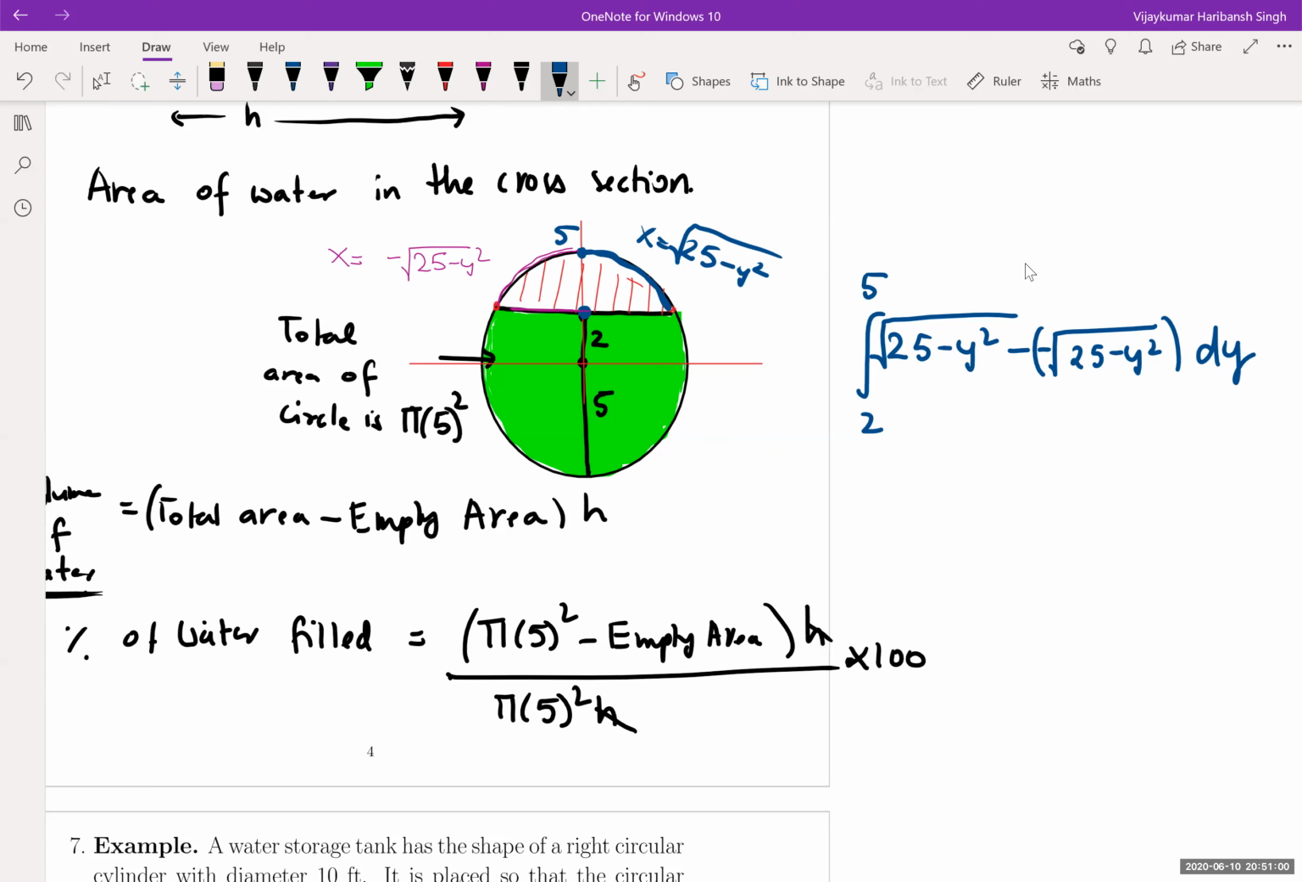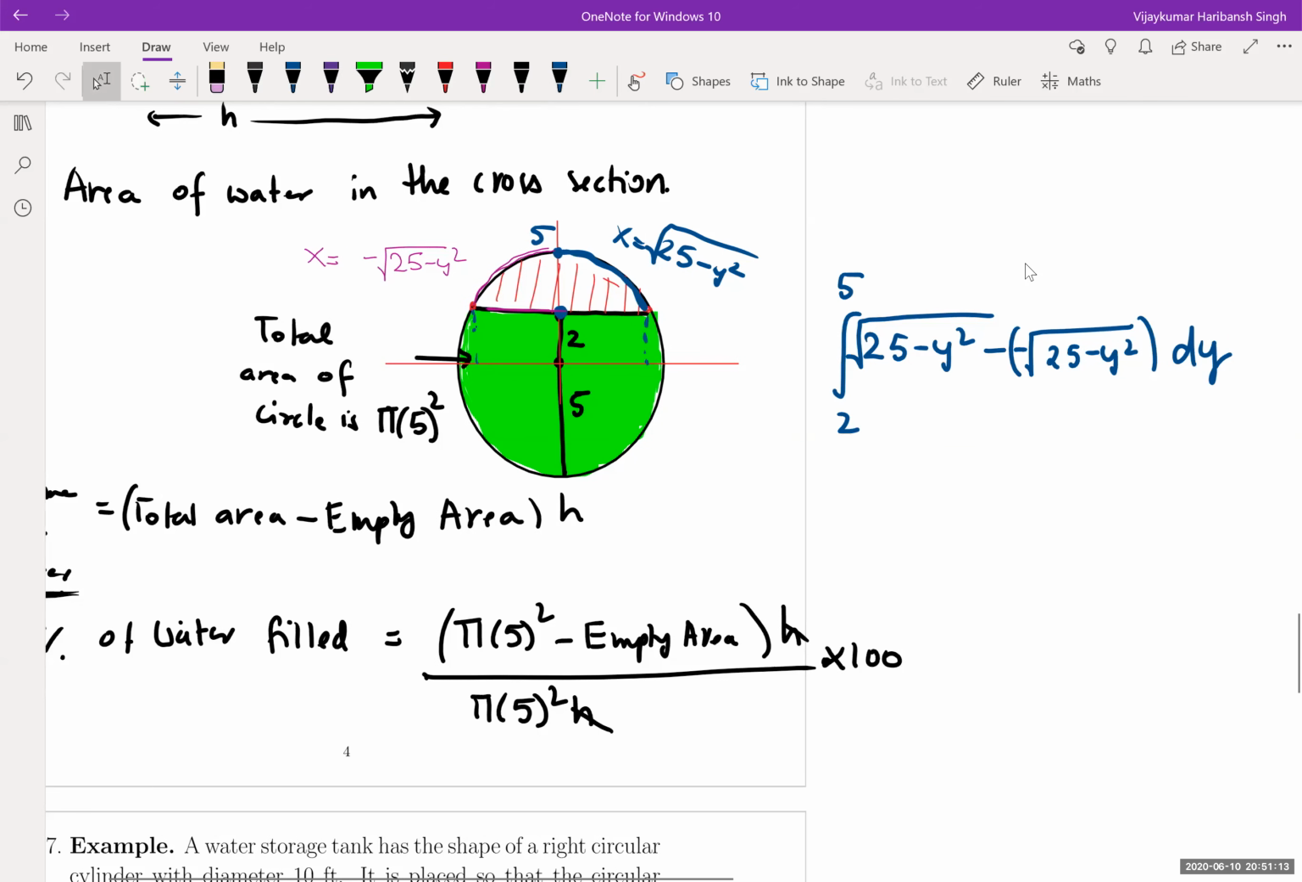Now note that we could have integrated in terms of x as well, but then you would have to find this intersection of these lines and then work it out. You could have done it that way as well, but doing it in terms of y, at least the limits of integration are straightforward. So this is the empty area. Let me call this area E.